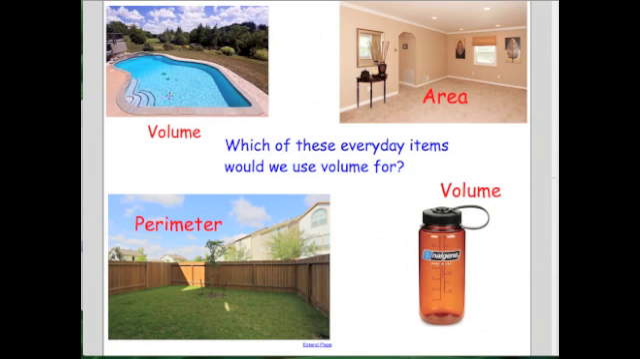First, we would use volume to figure out how much water would go in the swimming pool. We would use area to figure out this carpeted part of this living room here. Perimeter would be the fence to see how much fencing we need around the yard. And volume would work because we'd have to see how much water we could fit in this Nalgene bottle.